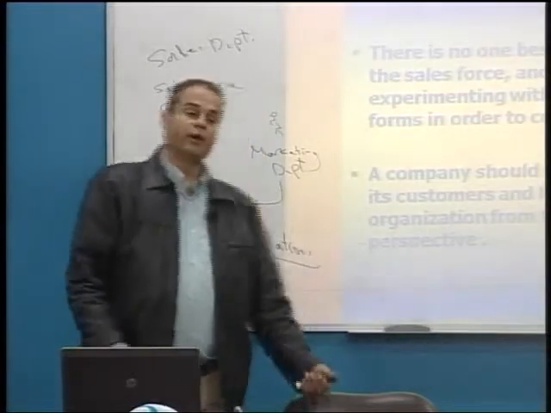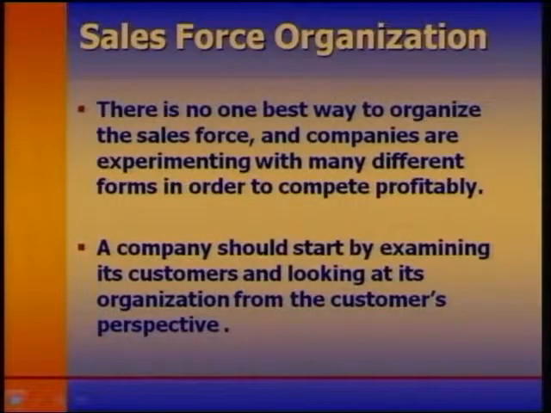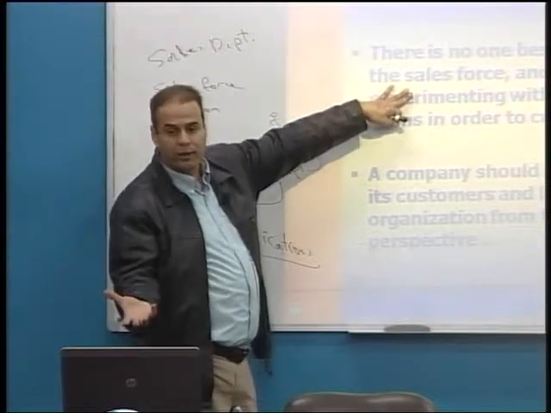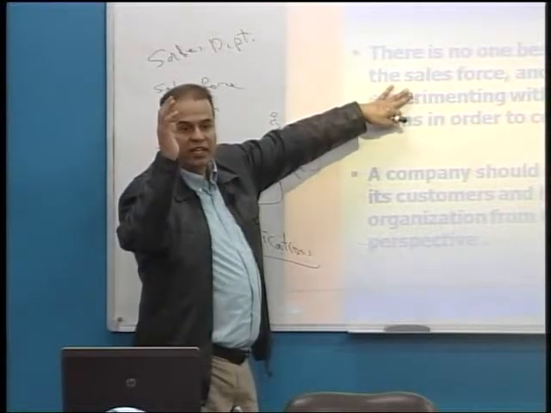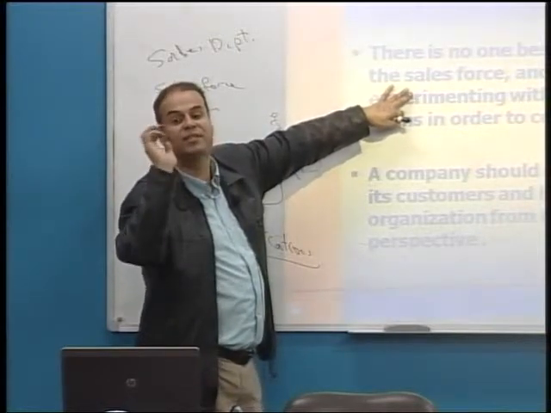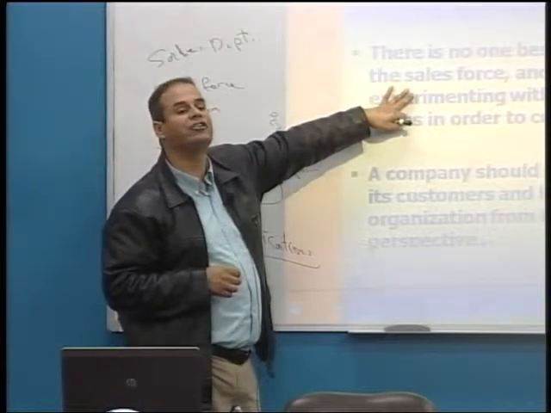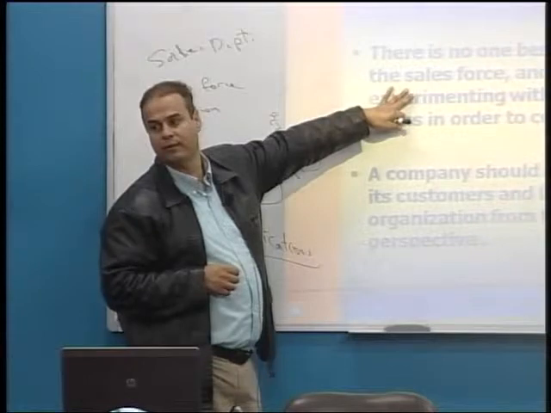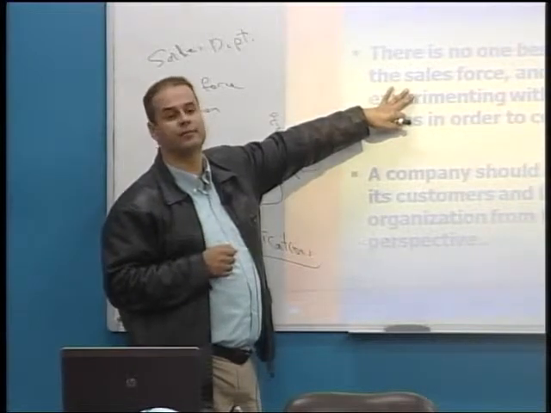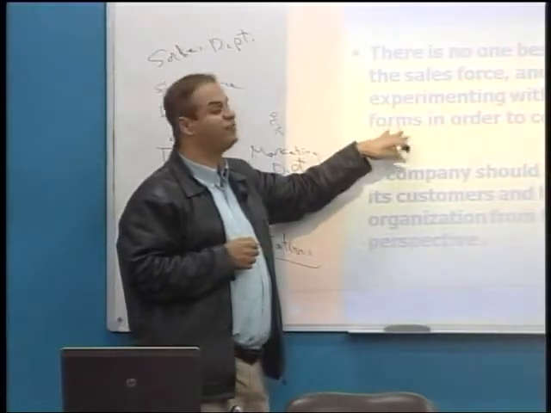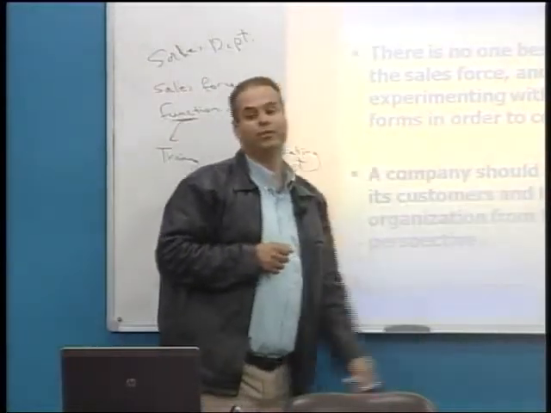So, what is our conclusion? Our conclusion is summarized here. There is no one best way to organize our sales force. But why? Because we are talking about individual differences among firms and companies. Firms and companies are not looking like each other. They are different. They are different in so many things. So, companies are experimenting with many different forms in order to compete to profitability.